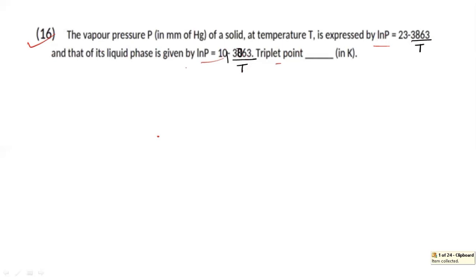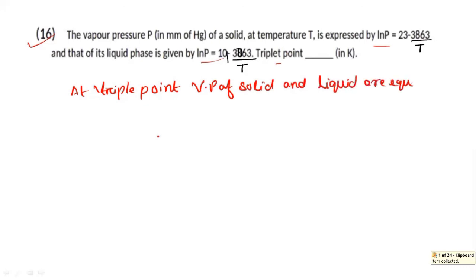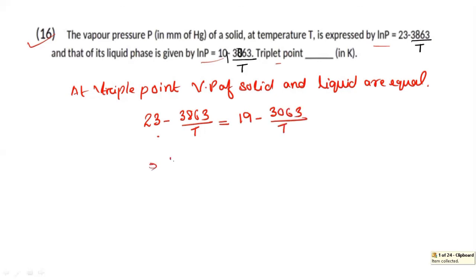We know that at the triple point the vapor pressure of the solid and liquid are both equal, so directly we can put them equal. At the triple point, the vapor pressures of solid and liquid are equal. So for solid it is 23 minus 3863 divided by T, and it equals that of liquid, that is 19 minus 3063 divided by T. So bringing 19 to the left hand side and taking 3863 to the right hand side, we have 3863 divided by T minus 3063 divided by T, and this T is the triple point.